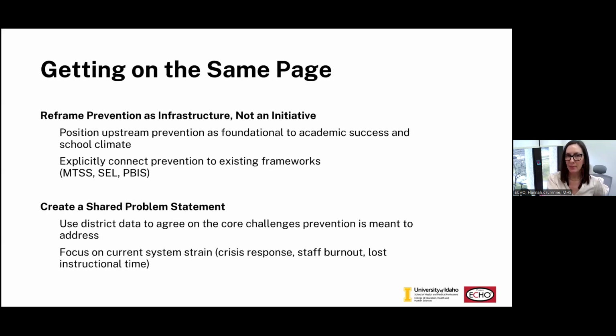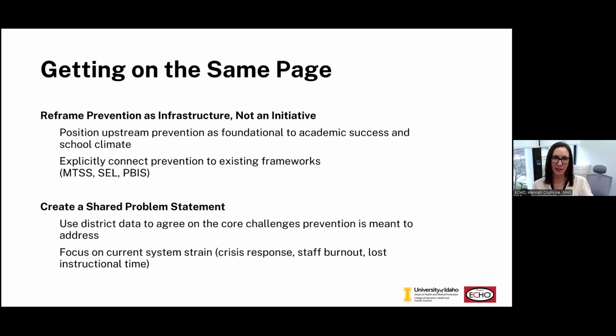So some ideas for getting everybody on the same page would be to reframe what your prevention infrastructure looks like and make sure people know it's not an initiative. So really cement upstream prevention into the foundation of what you do to support students and staff, and then weave those efforts into your existing MTSS or PBIS frameworks. I also think creating a shared problem statement will help get everyone on the same page and align your efforts. This is one area where data is really important.